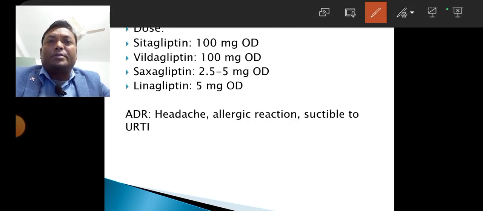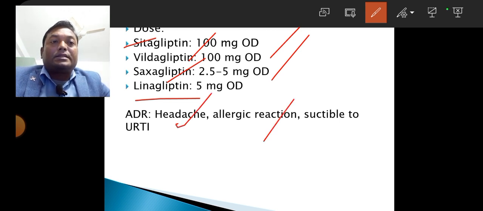Among DPP4 inhibitors, sitagliptin 100 mg once a day can be given, vildagliptin 100 mg once a day, saxagliptin 2.5 to 5 mg once a day, and linagliptin 5 mg OD can be given. Headache, allergic reaction, and URTI are very rare side effects; otherwise it is a very good drug when combined with other anti-diabetic drugs.